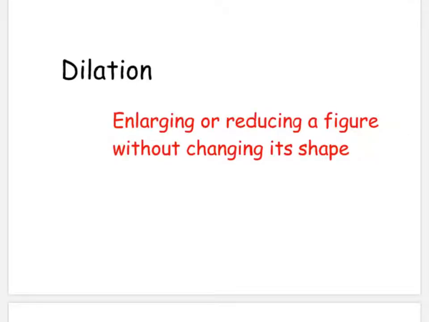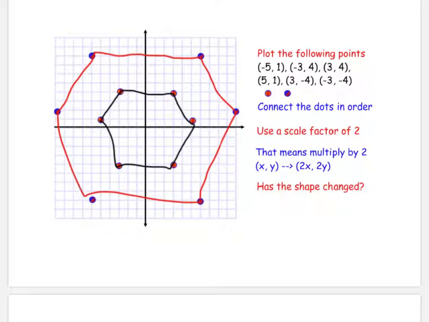So again, a dilation is the enlarging or the reducing of a figure without changing the shape. So your pupils, when the eye doctor dilates them, they just become larger, like I said, so the doctor can see inside your eyes. They don't all of a sudden become triangles, for example.